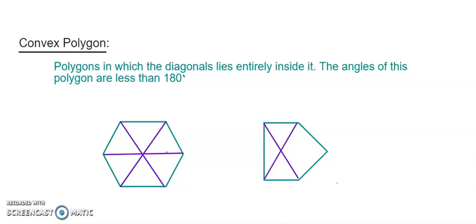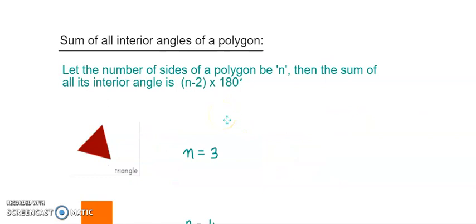Clear? Now, what is the relationship of the interior angles of a polygon? So interior angles means those angles which lie inside the polygon. So the rule says that the number of sides of the polygon, if considered as n, then the sum of all the interior angles of the polygon can be found out as n minus 2 multiplied by 180.